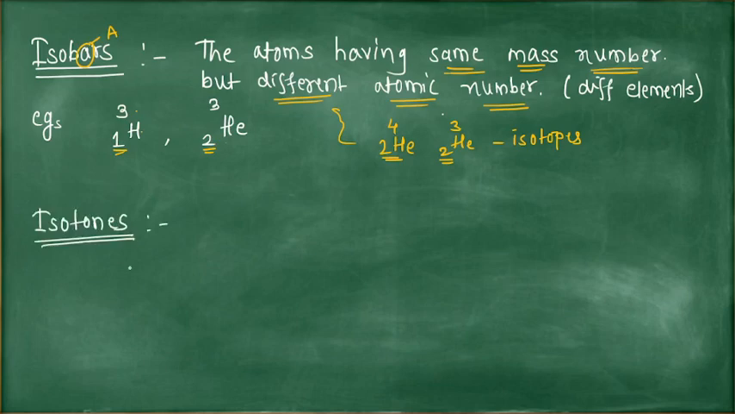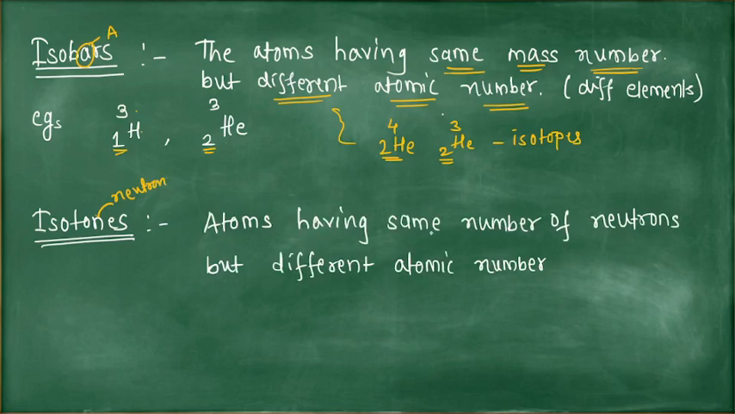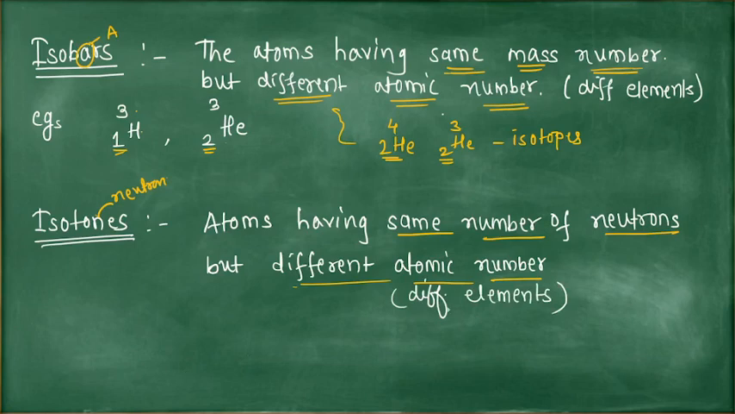One more term is there, isotones. This is for neutrons. Define isotones: atoms having the same number of neutrons but different atomic numbers. So when a pair is given, and you see that the elements are different, then only see the mass number. Then you will get whether these are isobars or isotones.